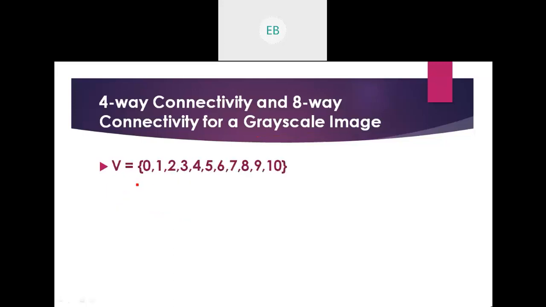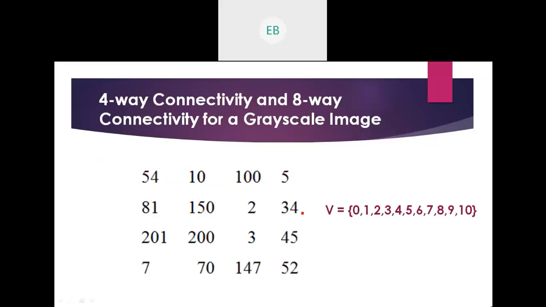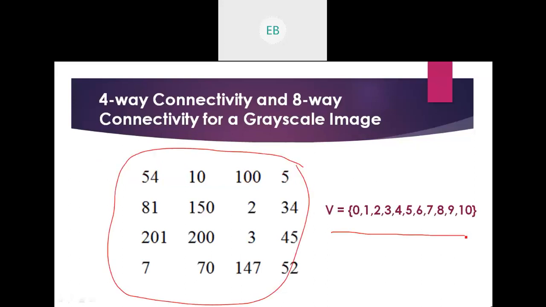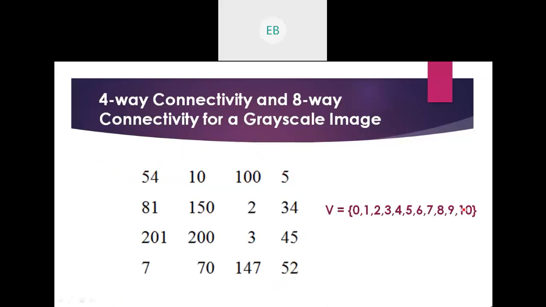So let's take a set which consists of 11 values, 0 to 10, so v equals 0 to 10. Now let's go on to the image. So this is my image and this is my value set. Remember I'm taking the range from 0 to 10 only.